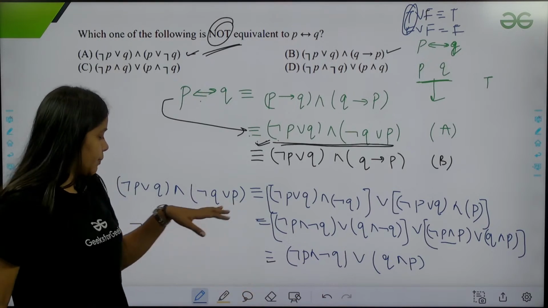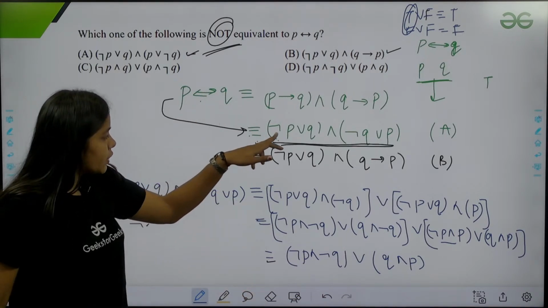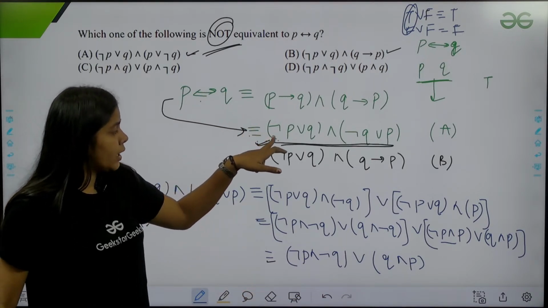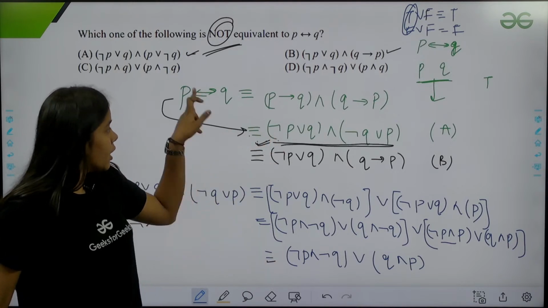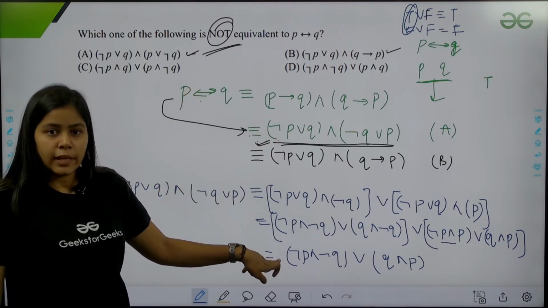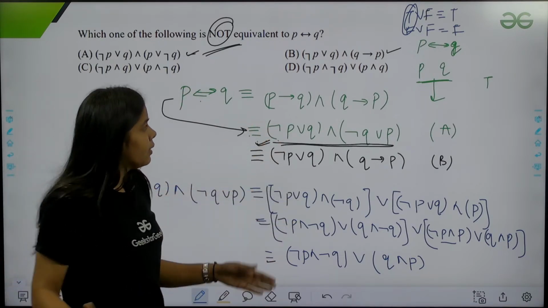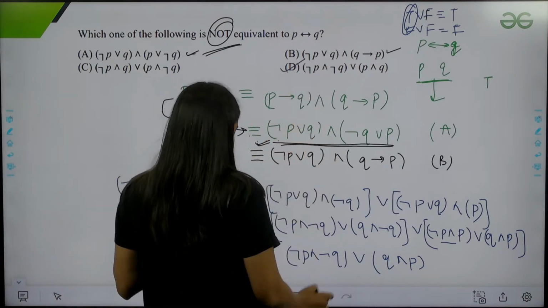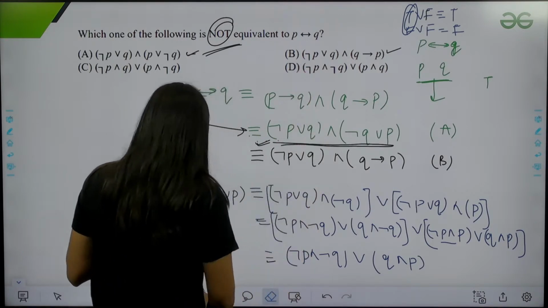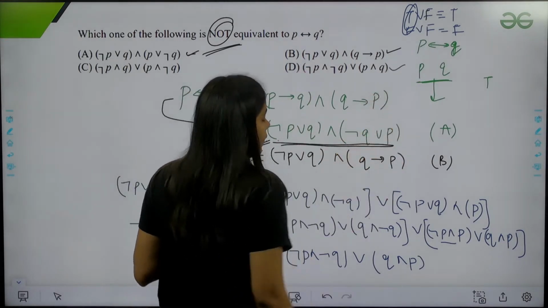So just see which one of the options matches, because I have just simplified this function. Now this function, P if and only if Q, is equivalent to this, and this is equivalent to this. So that means P if and only if Q is equivalent to this, right? Now let's see which of the options matches here. I can see here option D matches. Again, option D is equivalent, right?